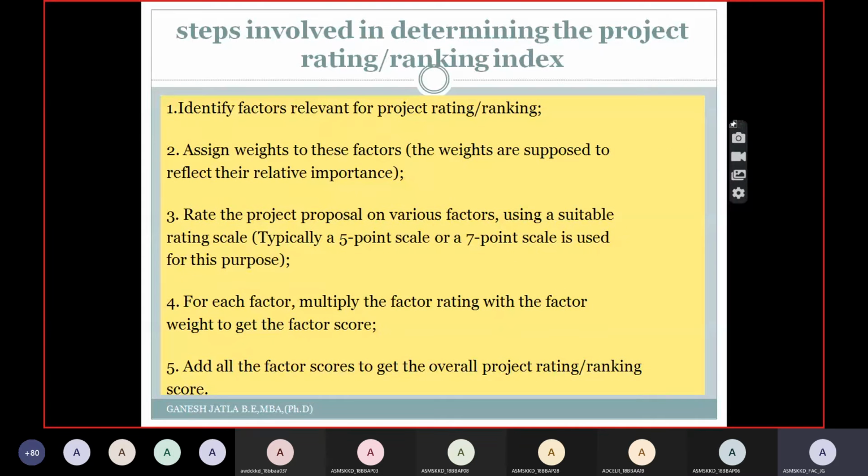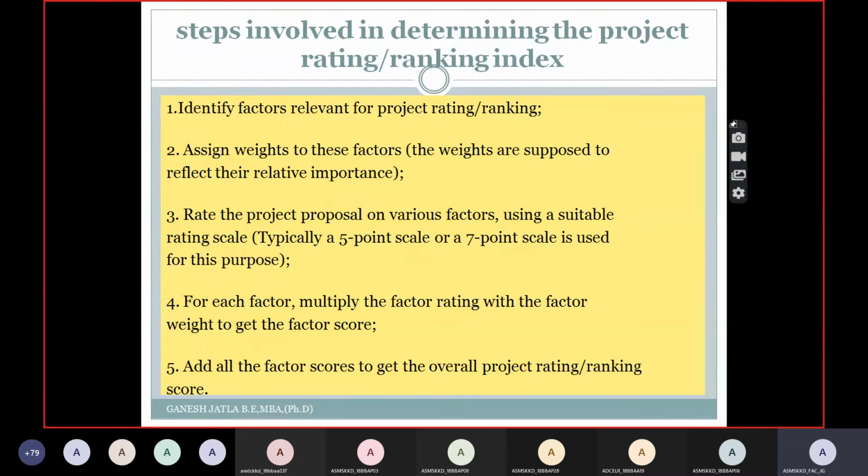So what are the steps involved in determining the project rating or rating index? The first one is we have to identify the factors relevant for project rating or ranking. So you must identify all the factors, and then you have to assign weights to these factors. The weights are supposed to reflect their relative importance.